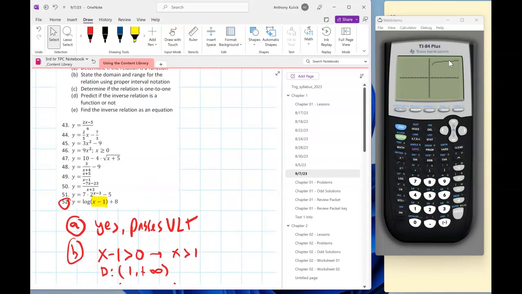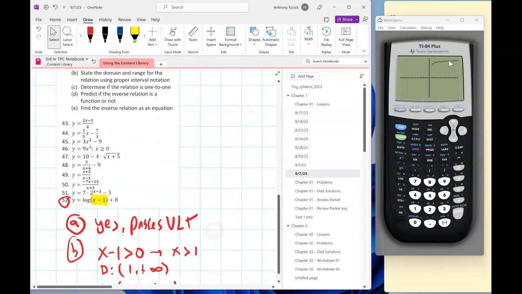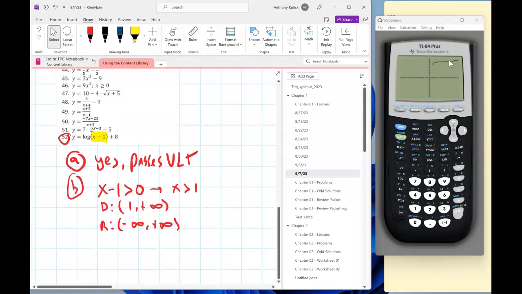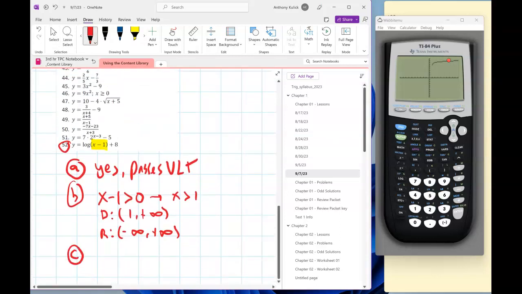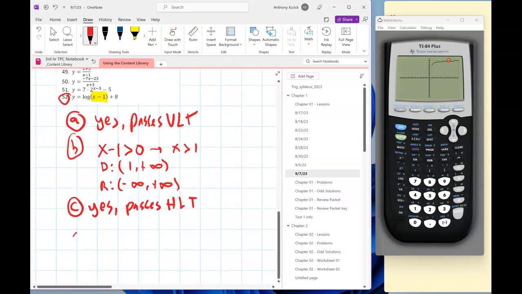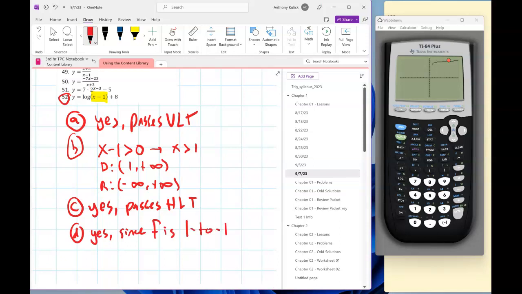It says predict if the inverse relation is a function or not. Oh, sorry, determine if the relation is 1 to 1. Well, if I look at that, it certainly passes a horizontal line test, right? So I know we're 1 to 1. And then part D says, is the inverse a function? Well, yes, and I would say since f is 1 to 1, f inverse is a function.